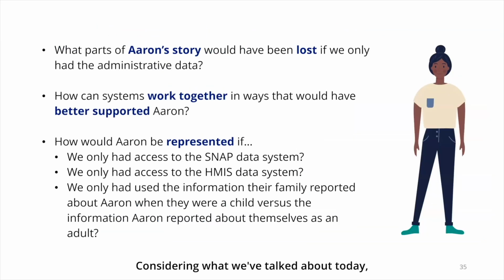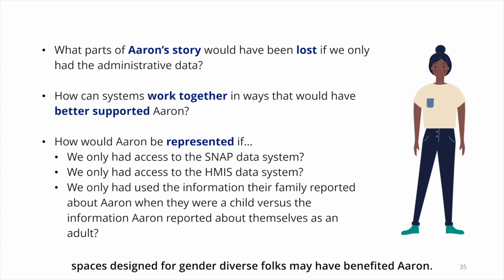Considering what we've talked about today, think about these questions. What parts of Aaron's story would have been lost if we only had the administrative data? How can systems work together in ways that could have better supported Aaron? Remember how Aaron was worried about going to a men's shelter versus a women's shelter? More inclusive shelter spaces or spaces designed for gender diverse folks may have benefited Aaron.